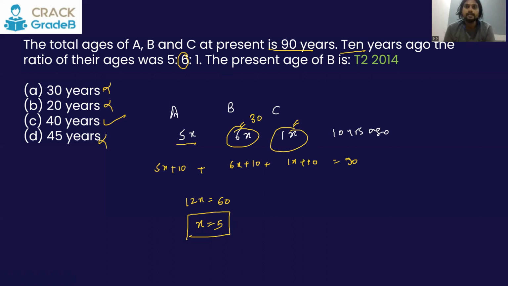But they are asking the present age. Oh, sorry. This is the age of B 10 years ago. So presently B will be 40 years. Easy? Let's see one more.